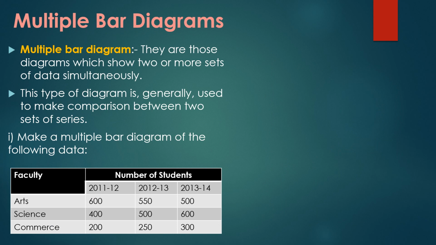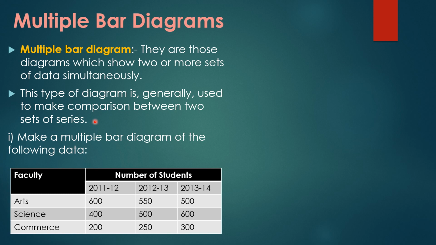Coming to the second type of bar diagram, that is multiple bar diagrams. So what are multiple bar diagrams? They are those diagrams which show two or more sets of data simultaneously. So here we will see that two or more sets of data are shown together, which makes it a multiple bar diagram. This type of diagram is generally used to make comparison between two sets of series. So the comparison in a multiple bar diagram is quite easy.